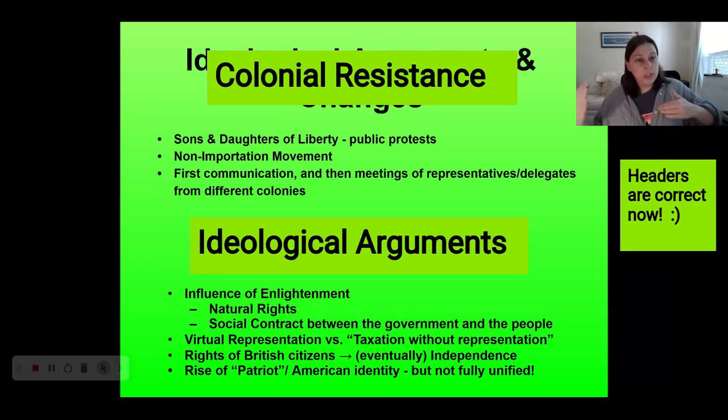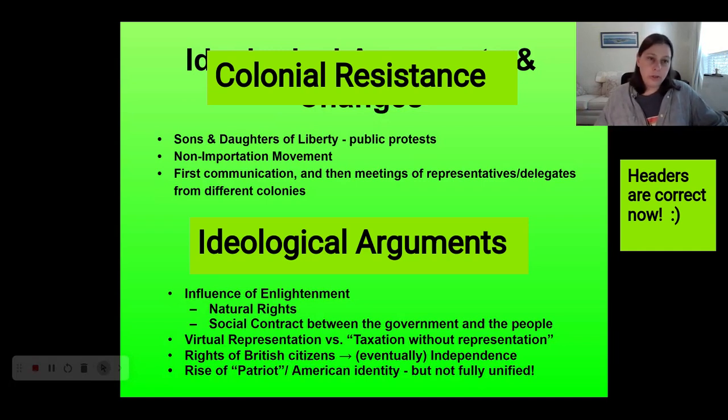The idea that the government has a contract with the people: they give up some of their powers to the government, and in exchange the government promises to protect them and uphold their rights. And if the government's not doing that, which the colonists argue the British Crown isn't, then rebellion is essentially the right thing to do, right? It's the correct response to overthrow a government that's not holding up its end of the contract.